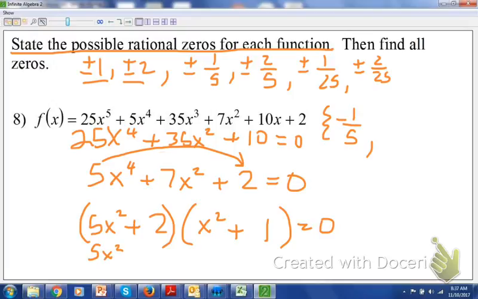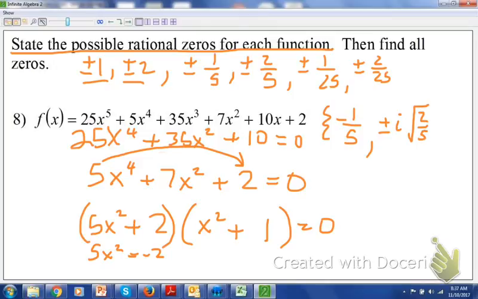Five x squared equals negative 2. Divide by 5 and take the square root. What are we going to get? Plus or minus i times the square root of 2/5. Now that's not a rationalized expression, but I'm going to let you leave it that way. To rationalize that, you'd have to multiply by 5 over 5. You get square root of 10 over 5. i times the square root of 10 over 5.